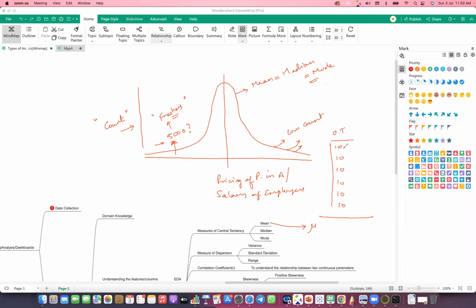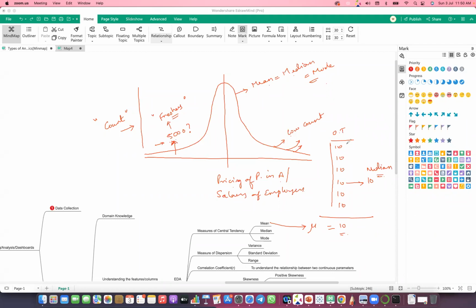Is it right? So now all the values, for example, 10, 10, 10, 10, 10, 10. So 60 divided by 6, the mean is 10. So what is the median? You need to arrange the data in ascending or descending order and pick the center value. What is the median? 10 is the median. So what is the mode?